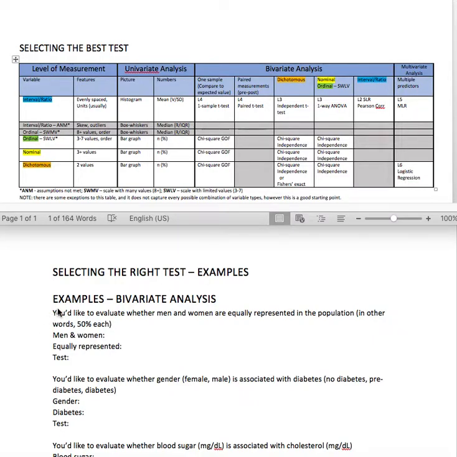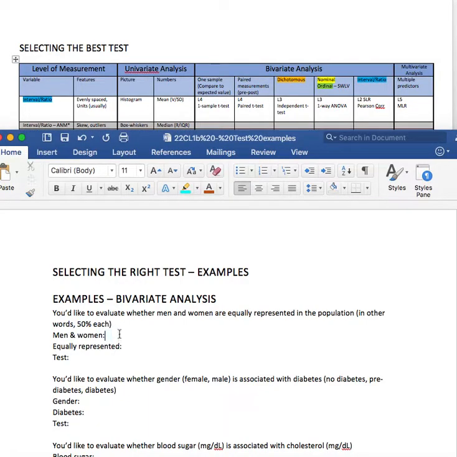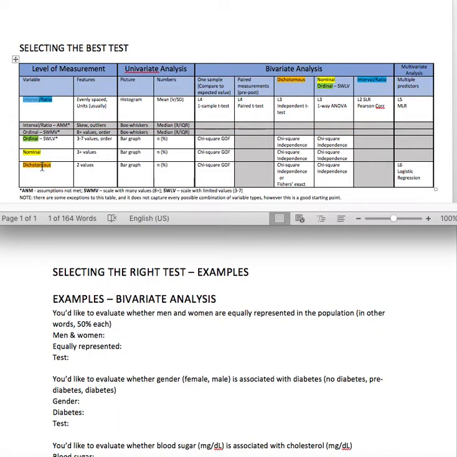And these are the chi-square tests that you've done previously. The first one says you'd like to evaluate whether men and women are equally represented in the population, in other words, 50% each. And so as I'm doing this, I think, okay, here I have a variable, men and women, that's gender, and it has two categories, so that makes that dichotomous. And so I'm going to type that in here. Actually, why don't I copy and paste it? That will make it more visual.